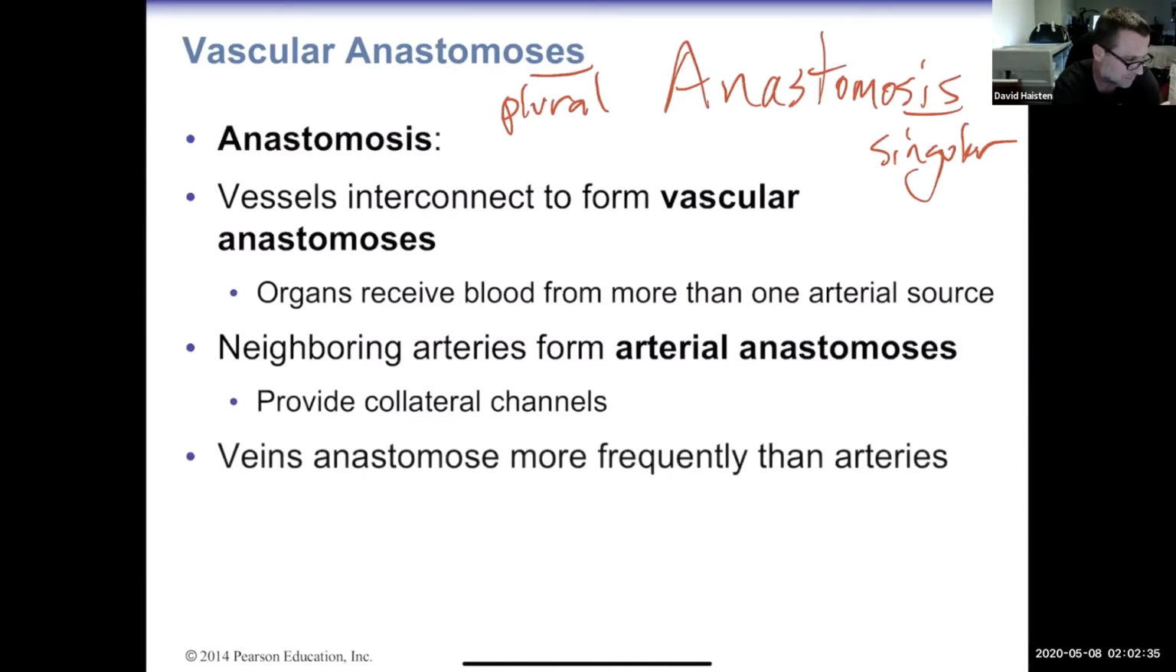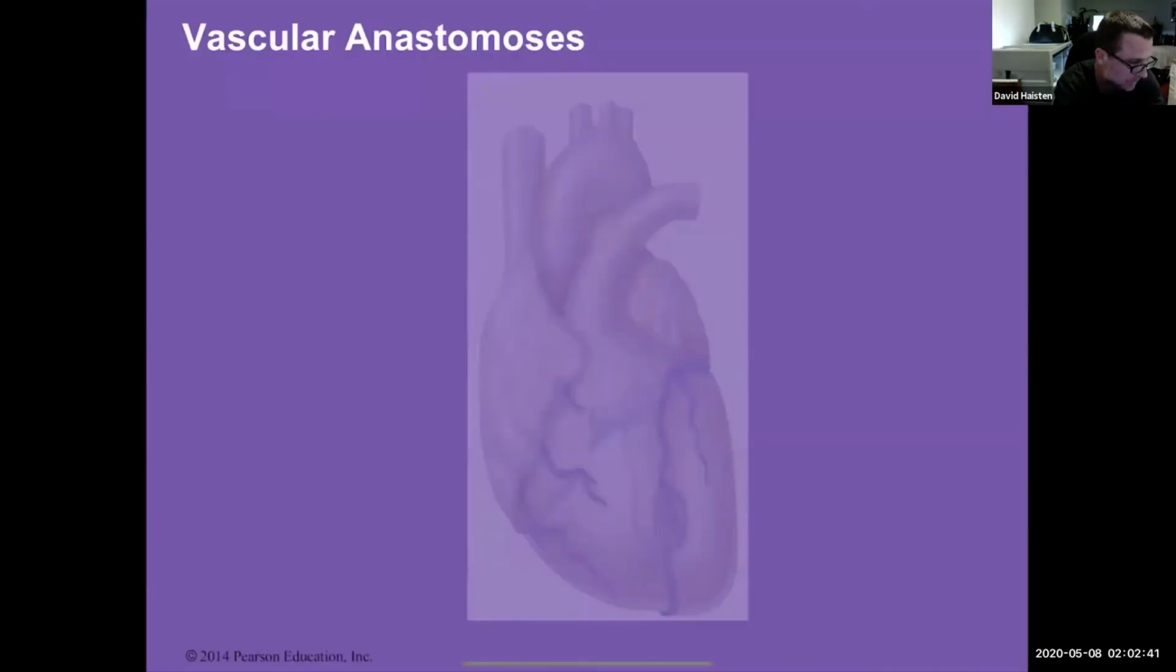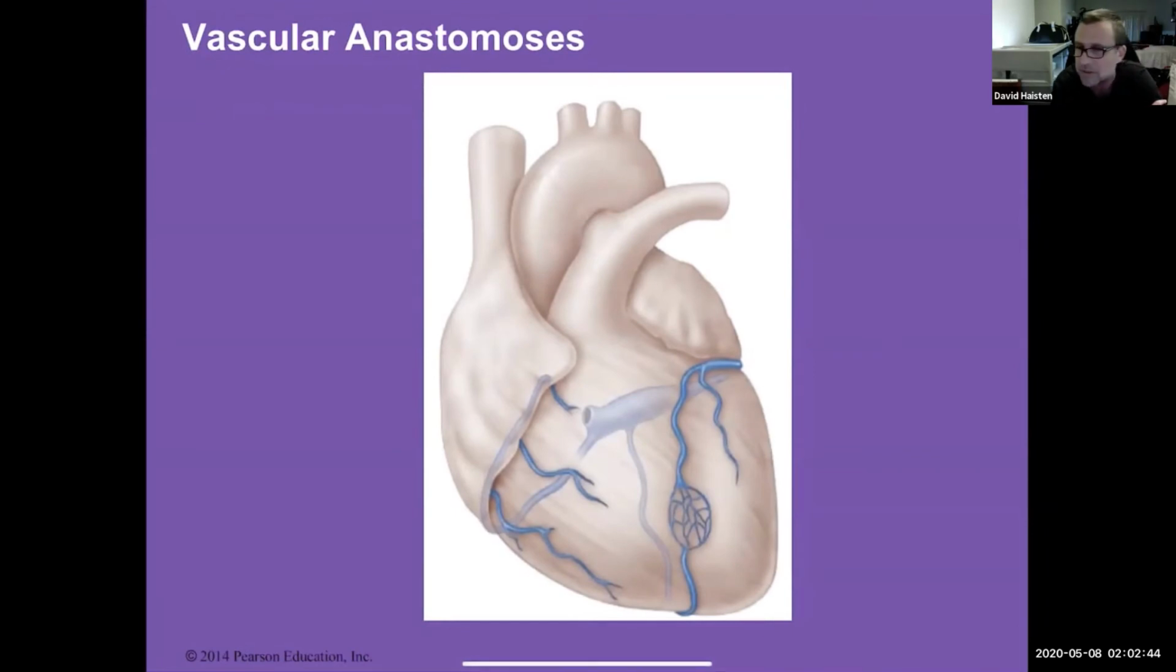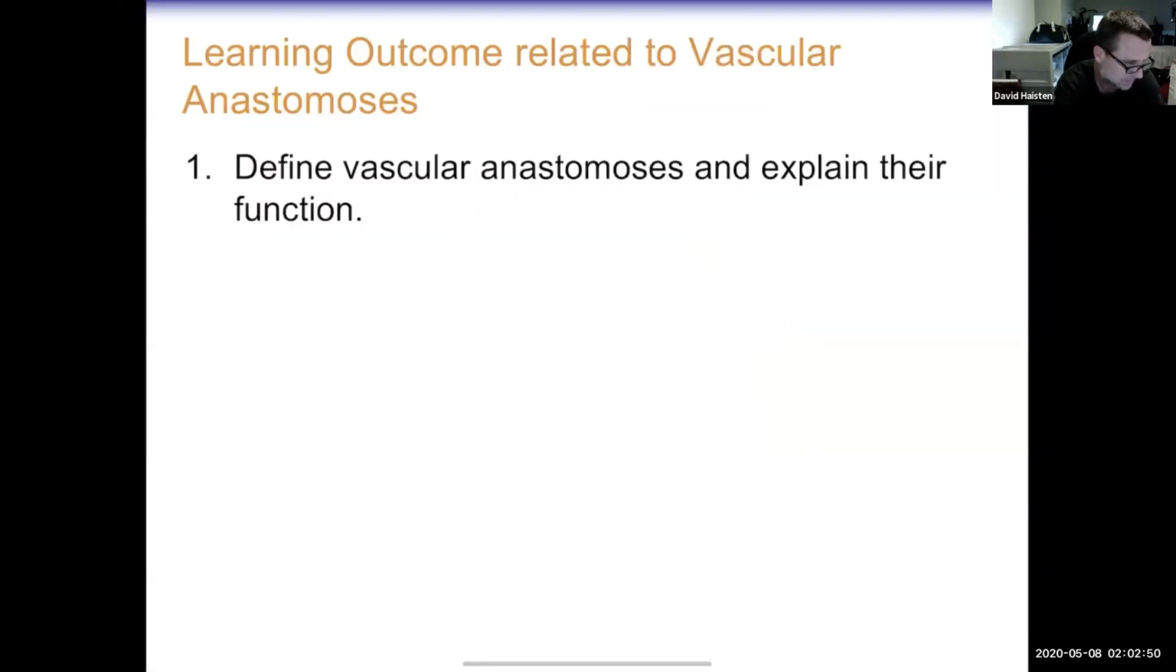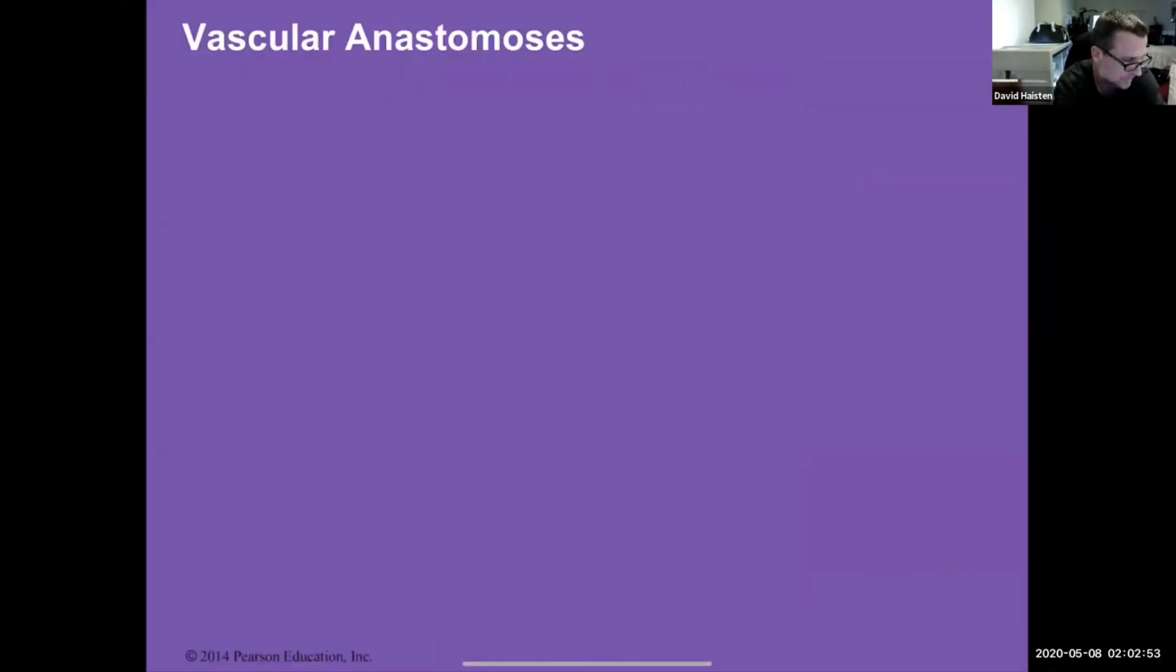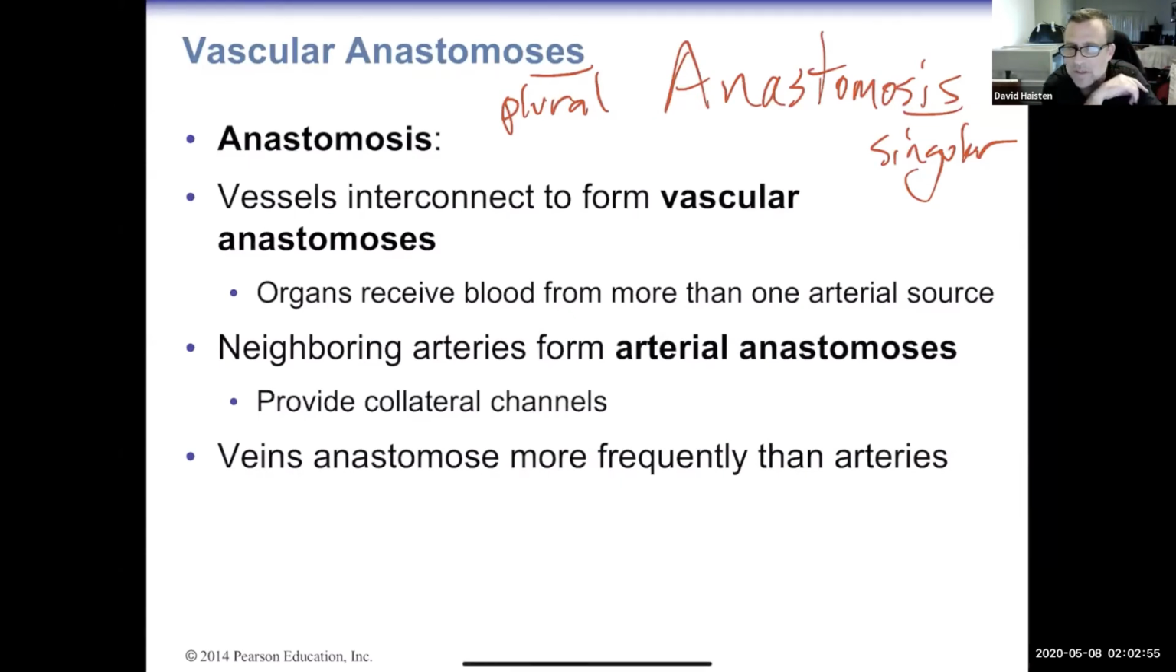So veins anastomose more frequently than arteries. Okay, here's a venous one on your heart, but it's going to happen with arteries on your heart too. Vascular anastomoses. There it is. For some organs, though, this isn't happening. So when blood supply is cut off, considerable damage. Any questions on anastomoses? No? Okay.